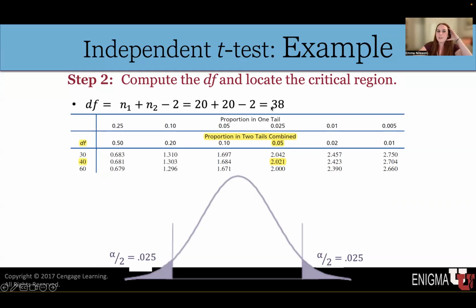So even if our degrees of freedom turned out to be 32, even though 32 is closer to 30, you always are going to round up. So even if it was 32, we would still use this 40 column right here. So our T critical values are going to be negative 2.021 and positive 2.021.